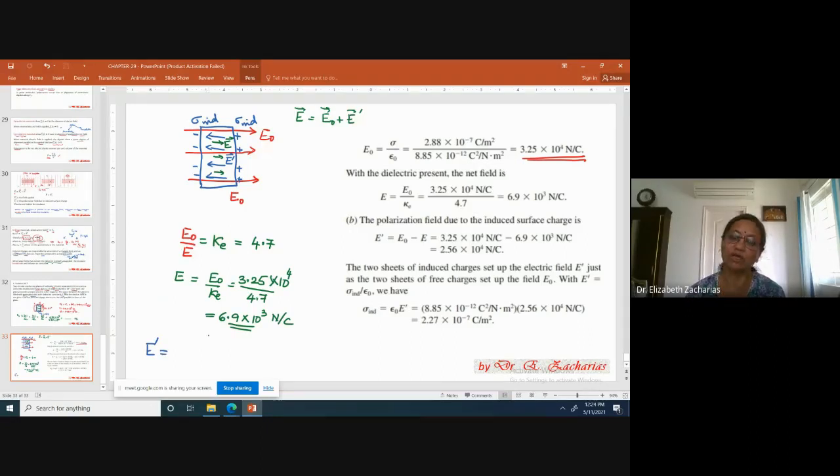I know E naught, I know the net field. So what will be the induced field? Induced field will be E naught minus E, which is E prime. Or if I write in terms of vectors, vector E is equal to vector E naught plus vector E prime. But then when I put the direction, it becomes E prime is equal to E naught minus E.